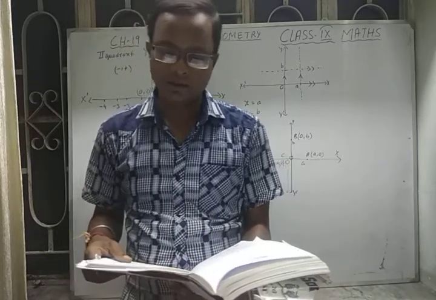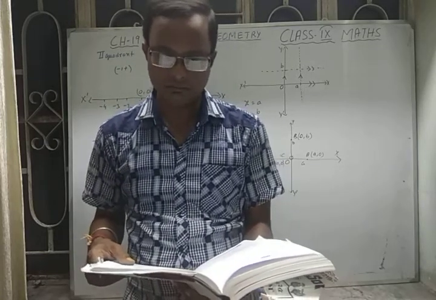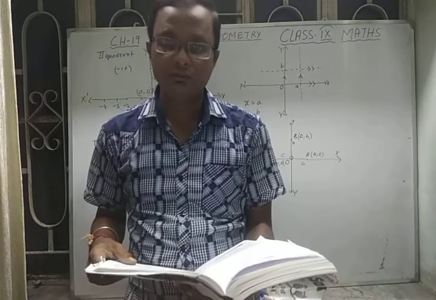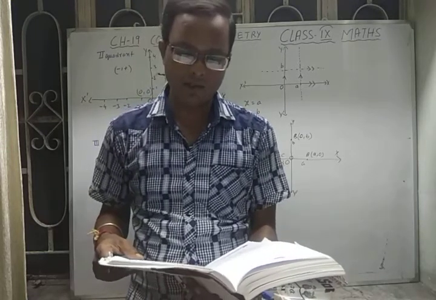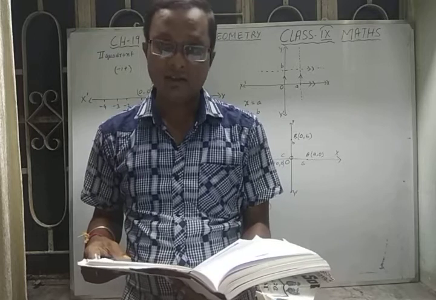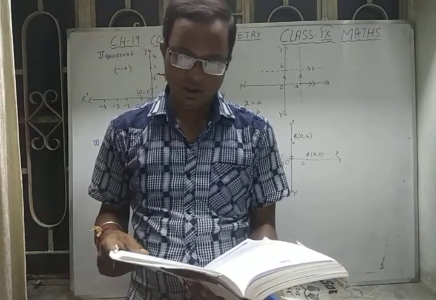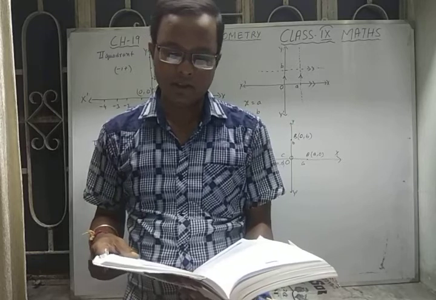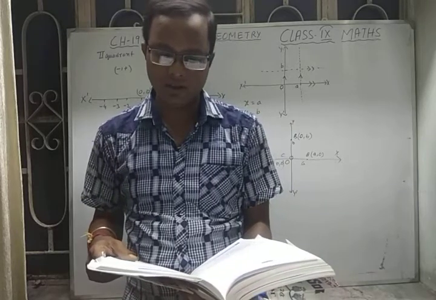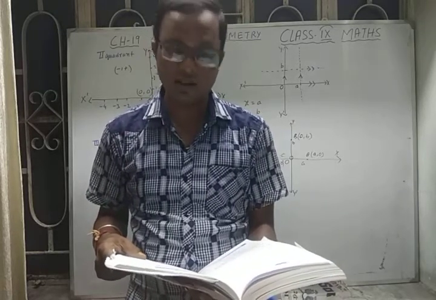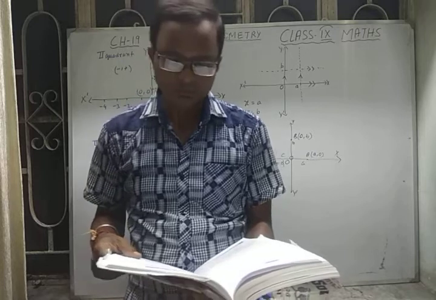The mathematician who created this type of mathematics is Rene Descartes in 1637. So this new branch of mathematics, coordinate geometry, came into existence in 1637.